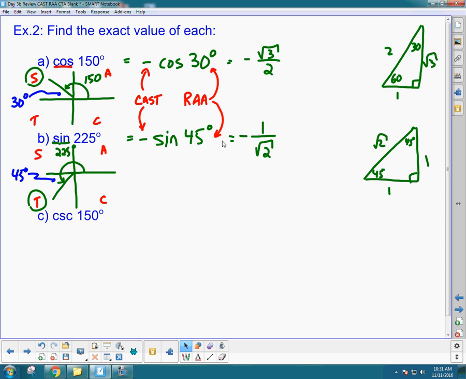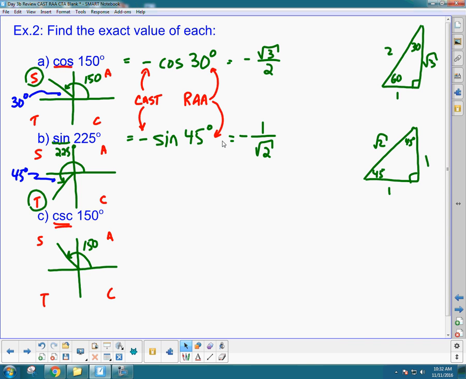So, even though this is cosecant, we do everything the exact same. We're still going to draw a picture. So I'm going to go down here. 150 is somewhere over here, because I know it's bigger than 90 and less than 180. So there's 150 degrees. And I'm still going to write the cast rule. But now I'm going to ask, where is cosecant? Is cosecant positive or negative in the second quadrant? Because that's where I'm at.